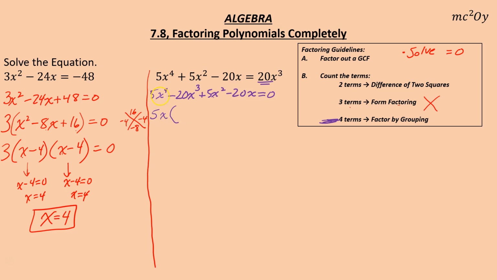5x times what is 5x to the 4th? That's x cubed. And 5x times what is negative 20x cubed? That is negative 4. So 5 times negative 4 is negative 20 and x squared. And then 5x times what is 5x squared? That is x. And then 5x times what is negative 20x? That is minus 4.